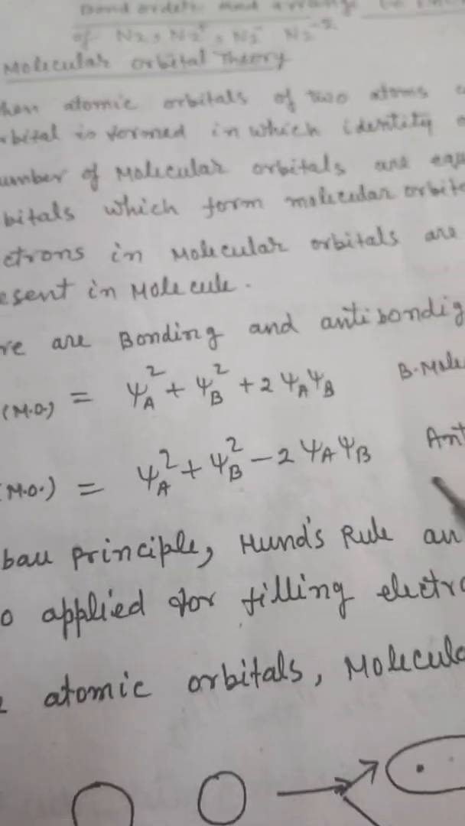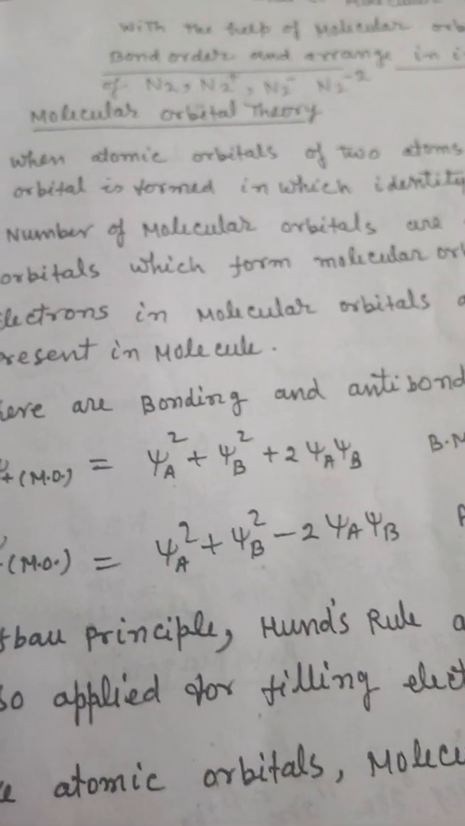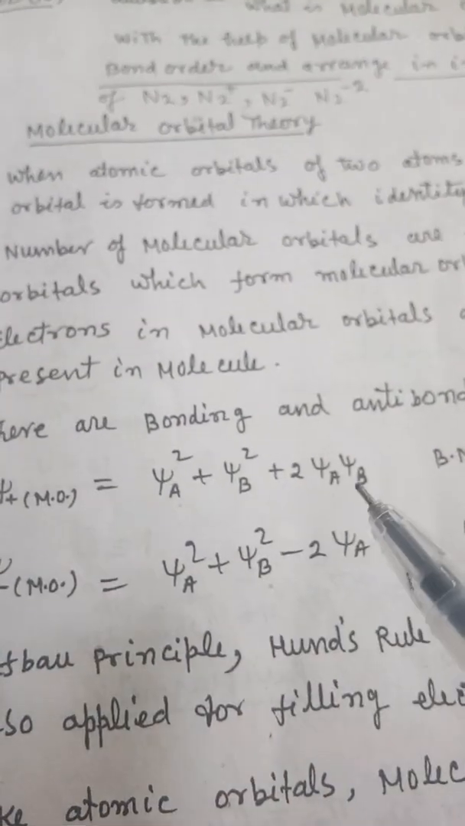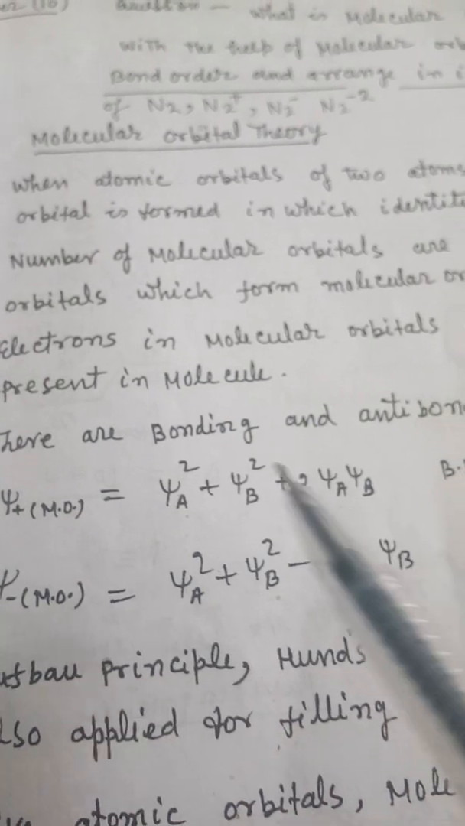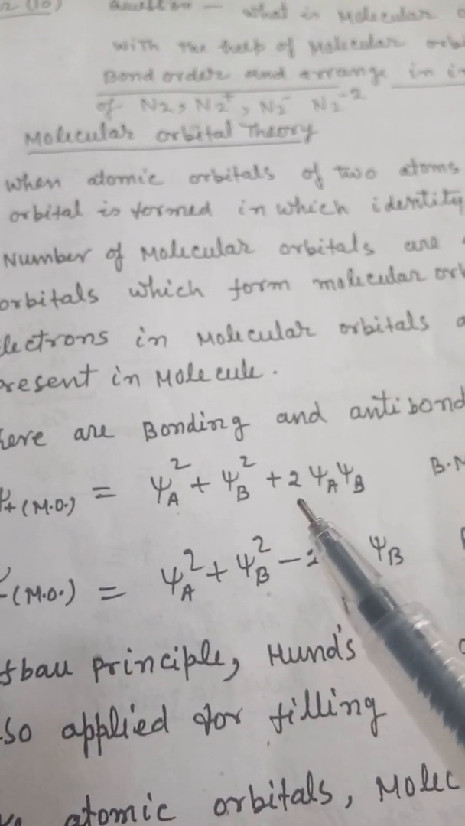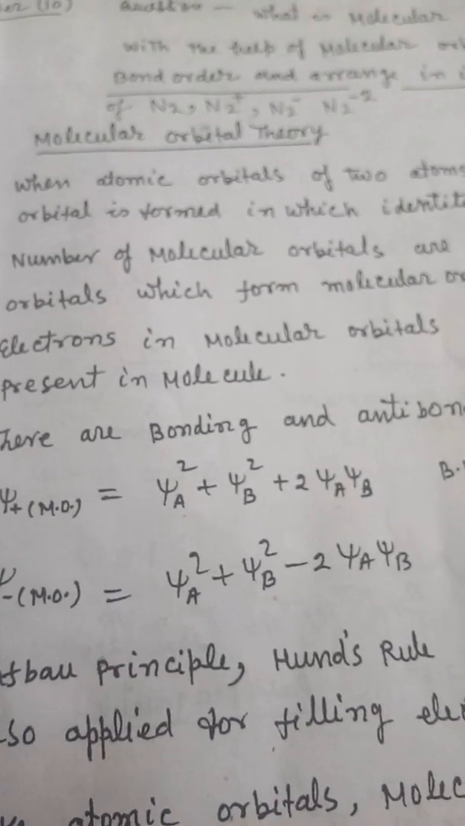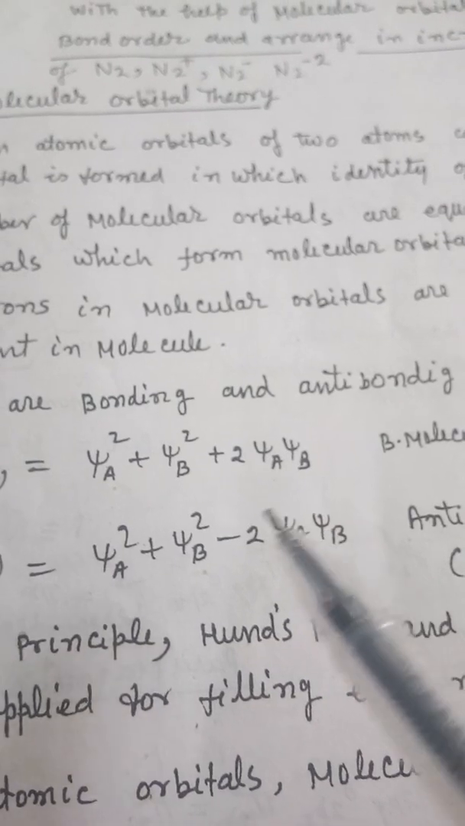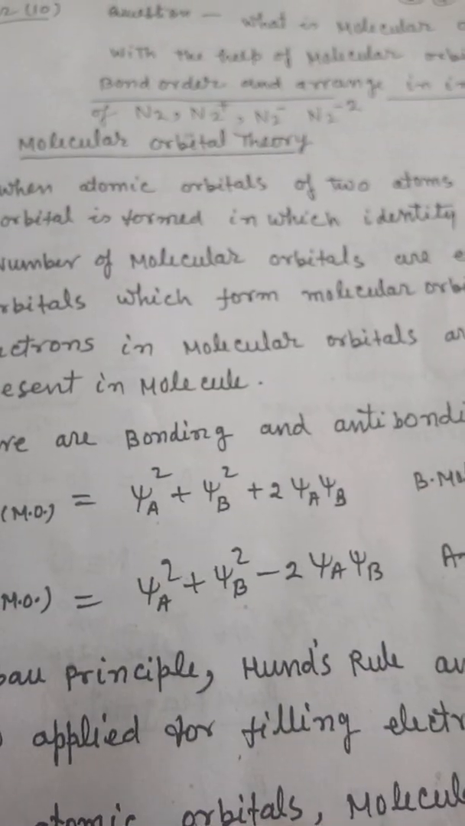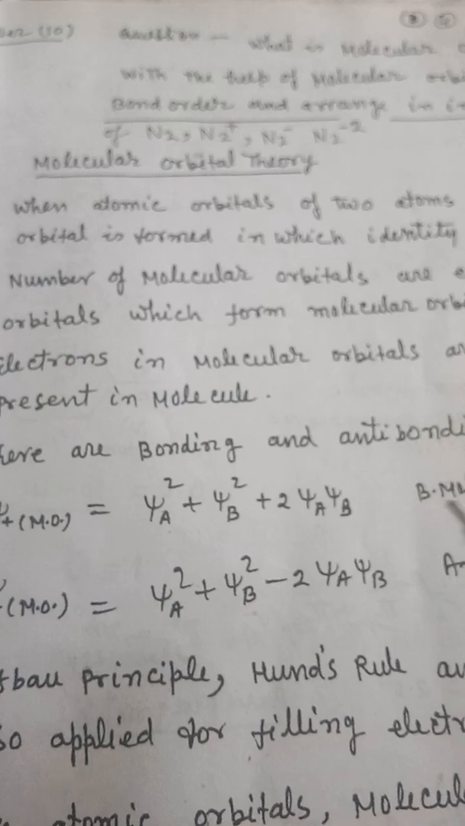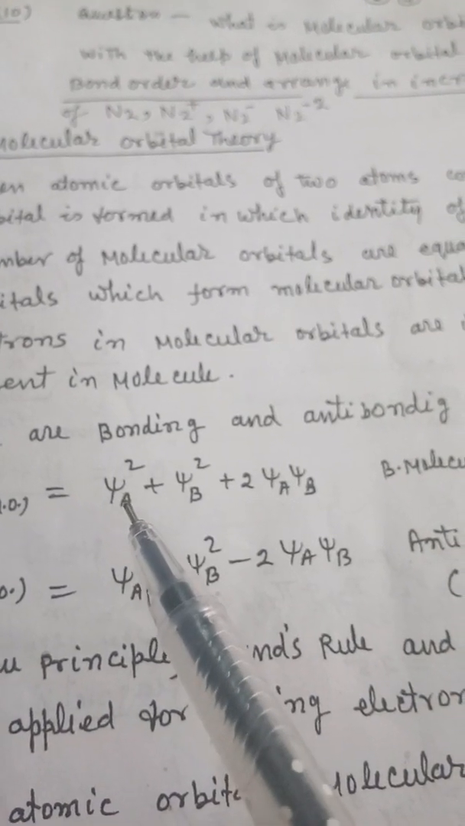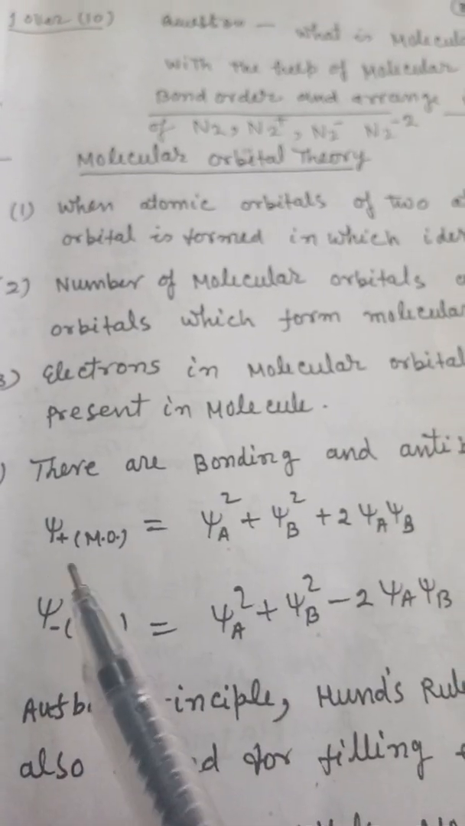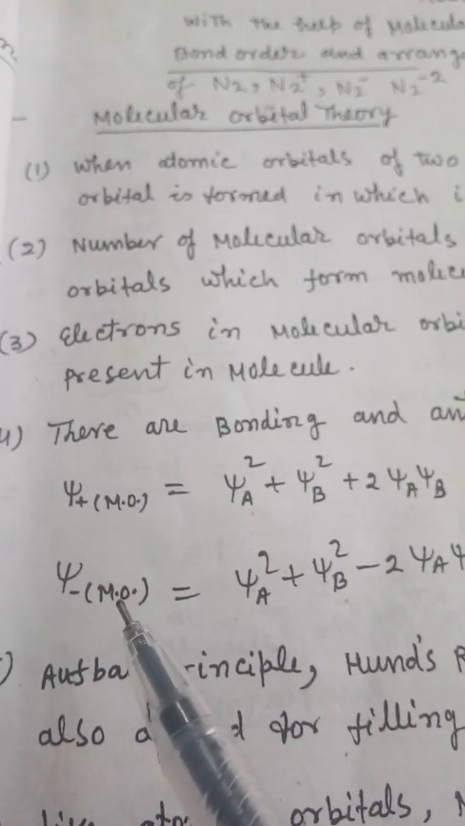So how do atomic orbitals combine together? Now this is the mathematical concept: how bonds are formed, that is, how molecular orbitals are formed. Suppose there are two atomic orbitals. An atomic orbital is represented by psi. So (psi A plus psi B) whole squared. So the molecular orbital will be bonding or anti-bonding.